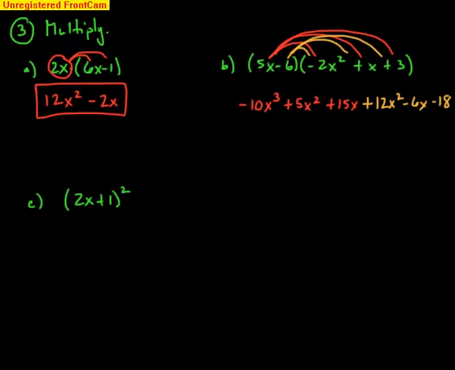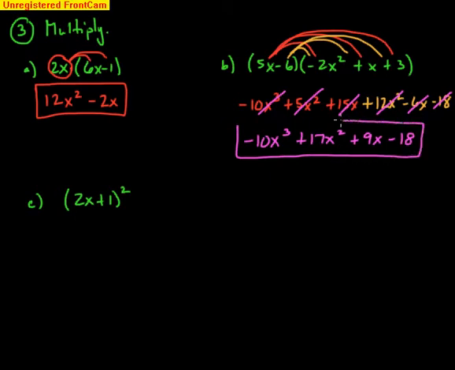And now we can combine the like terms. Okay, so I'll use pink to do this. I find my highest power, that's x cubed. This is the only one. Negative 10x cubed. Then I look for my squareds. 5 and 12. 5x squared plus 12x squared is positive 17x squared. Then I do 15 and negative 6 because they're both x's. 15 minus 6 is 9, positive 9x. And then the minus 18 is the only number left. And there is the product of those two parentheses.